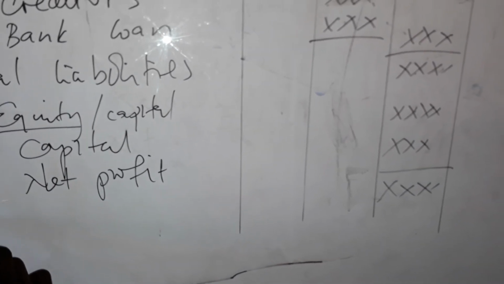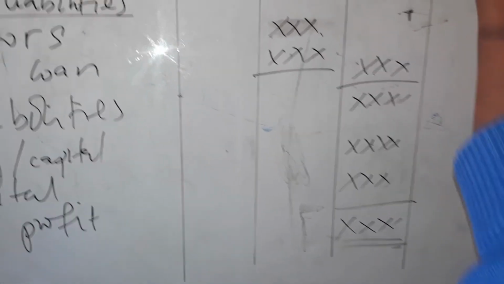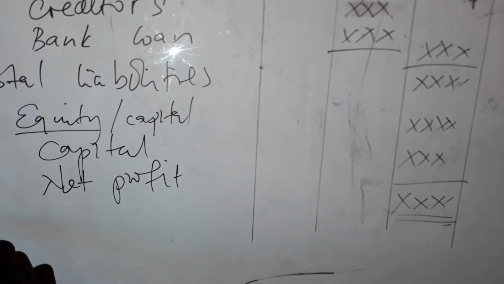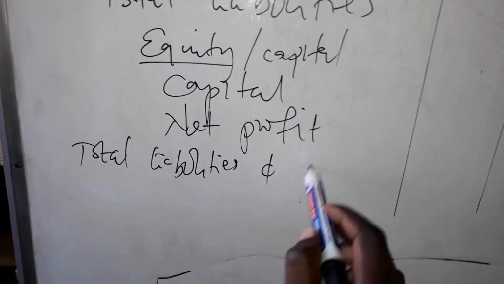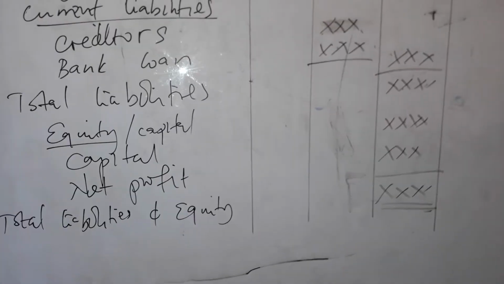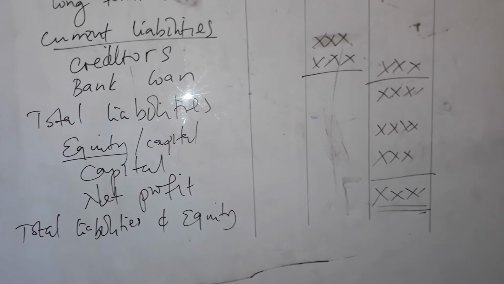Then we double underline here. This figure should be equal to what? Should be equal to this total figure for assets. The name of this figure is called what? Total liabilities and equity. This is the layout of the statement of financial position. All right.